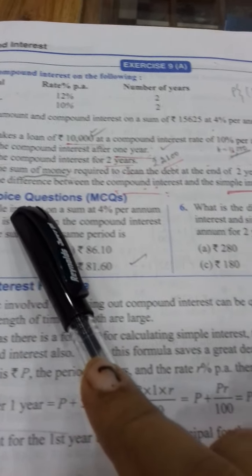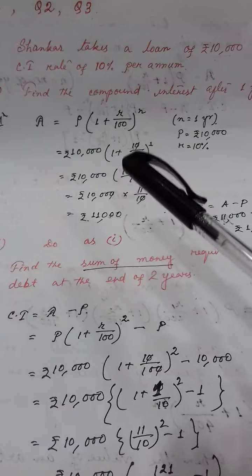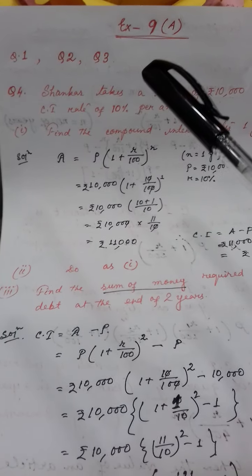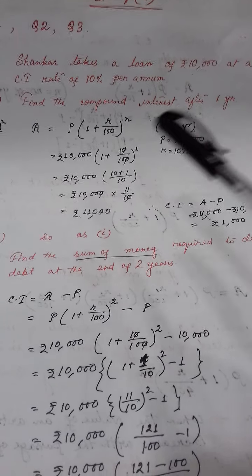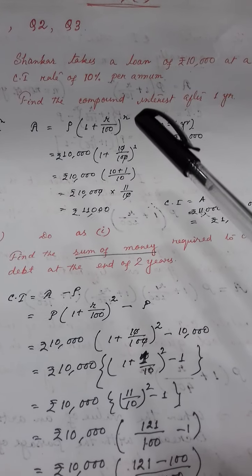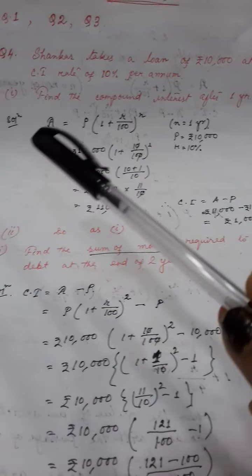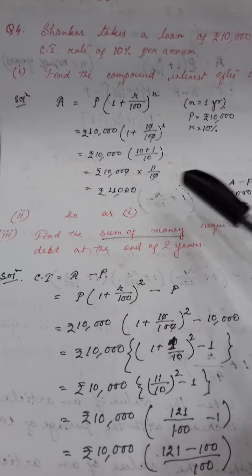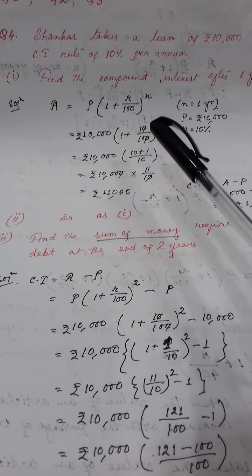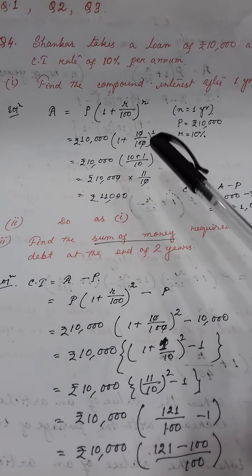And next one, find the difference between the compound interest and the simple interest. So here I have solved. 1, 2, 3 you will do as homework. 4 number. This is the first one for 1 year. 1 year means n is equal to 1. You put the values, solve in this way. Principal you write, rate of interest write. Clear? You can cancel also. 0, 0, this way we can cancel the numerator and denominator.